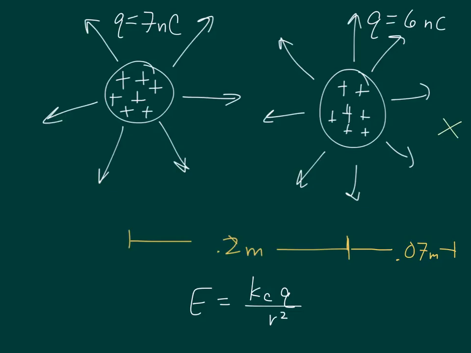Q is what? Physically, what is it? The charge on the particle, or the source. In this case, we have two sources, depends on which one we're looking at. And r is the distance between the centers of them. So we have to consider the fact that both of these sources provide some sort of intensity at that location.